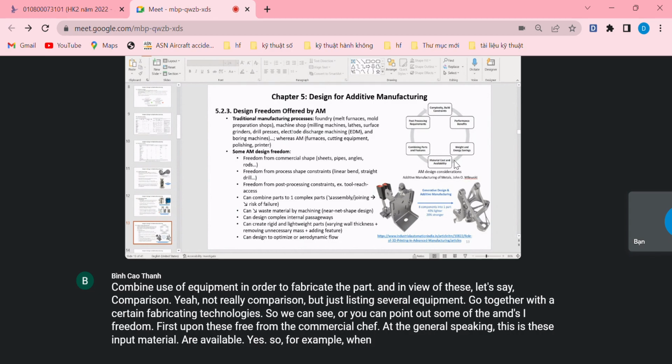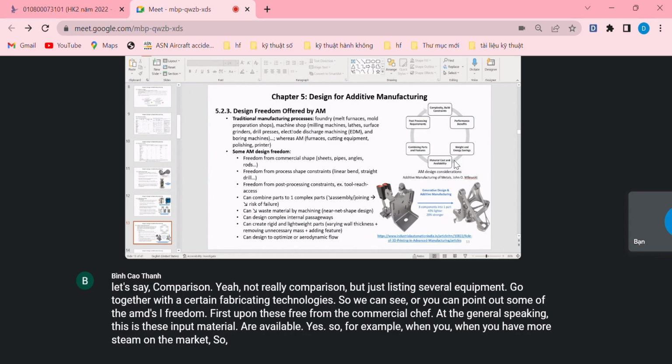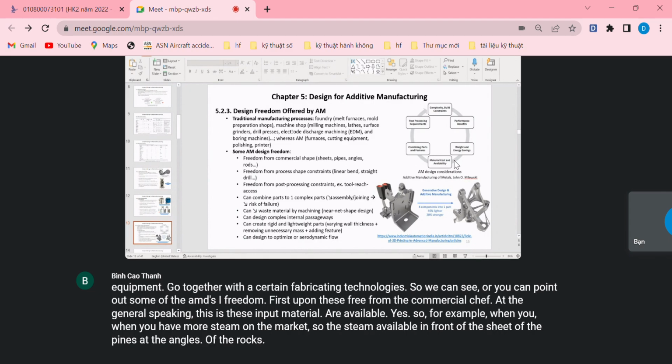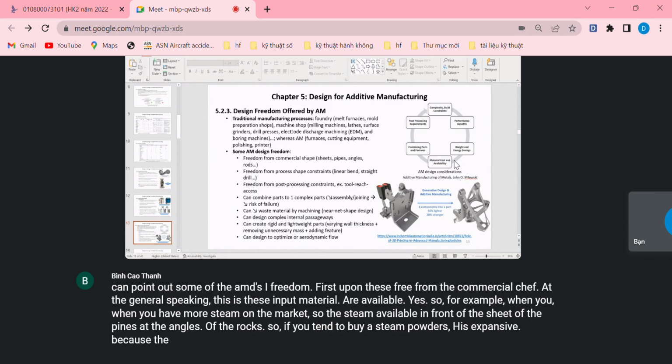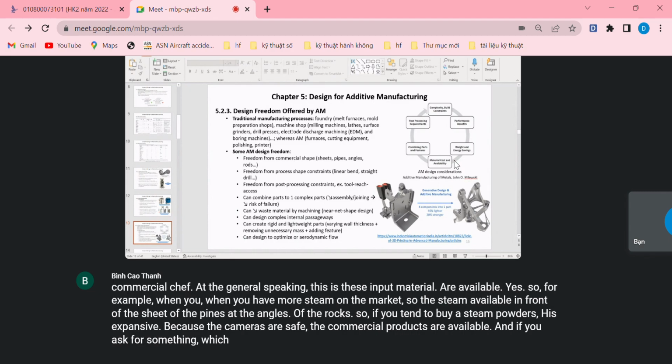So for example, when you buy steel on the market, the steel is available in the form of sheets, pipes, angles, or rods. So you tend to buy in those shapes. It's expensive because the commercial products are available, and if you ask for something which is not yet commercialized, it's expensive for sure. But you can be free from the commercial shape.